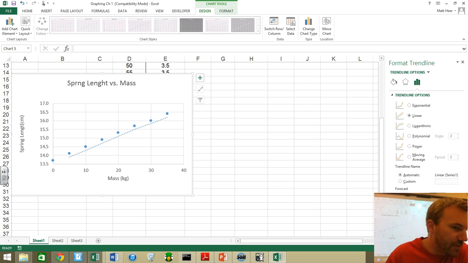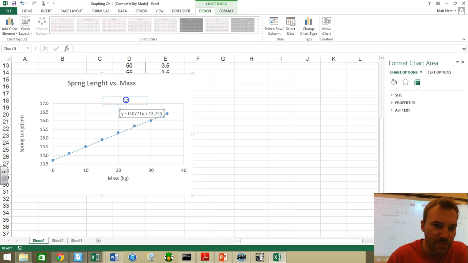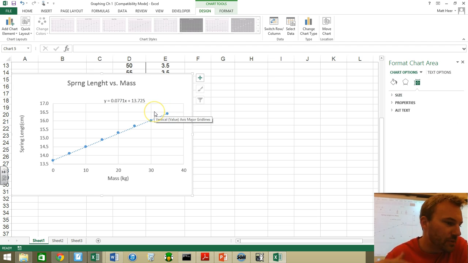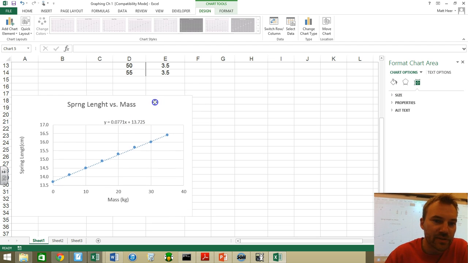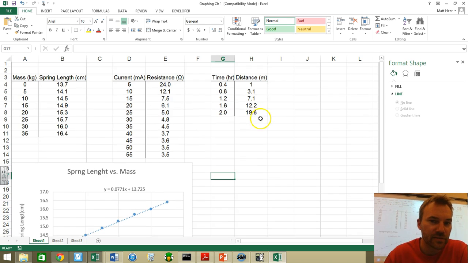display the equation on the chart. I want to have that. It's behind my face right now, you can't see, but after I click this one at the very bottom, it says display equation on the chart. Linear, and then enter. Does that work? There it is. So here's my actual equation. Y equals 0.0771x plus 13.725.